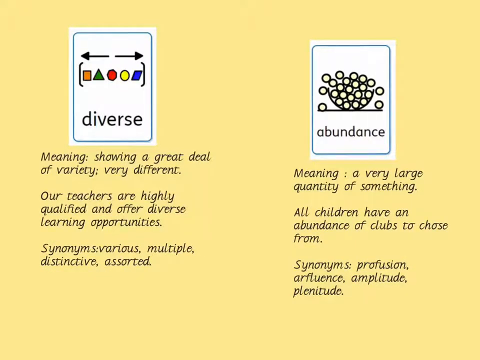Diverse, your turn. Diverse means when you have a great deal of variety. Other words for diverse could be multiple, distinctive, assorted. Abundance. The very large quantity of something, that's what you just told me. Other words for abundance: profusion, affluence, amplitude and plenitude. Ooh, need to fix that spelling.